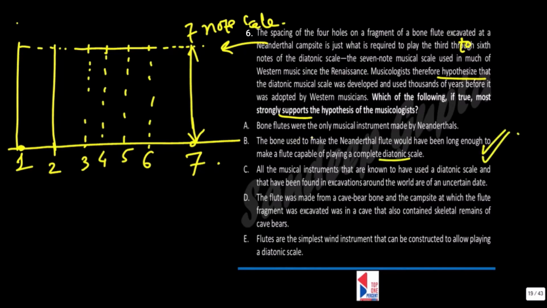Now this says bone flutes were the only musical instrument made by the Neanderthals. That doesn't tell me whether 3 to 6 will mean all the 7 notes. Absolutely irrelevant once you understand the visual like this. Then again, this does not tell me anything at all whether this was a 7-note scale or not, the bone fragment. It doesn't make any difference whether this was a 7-note scale or not based on the partial proof. Flutes are again, this doesn't make any sense because it doesn't tell me whether it was a 7-note musical scale or not.